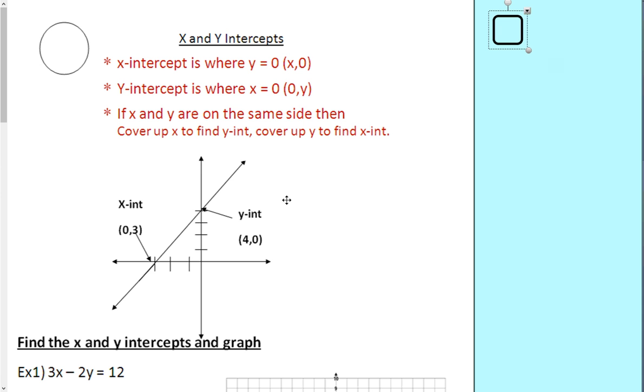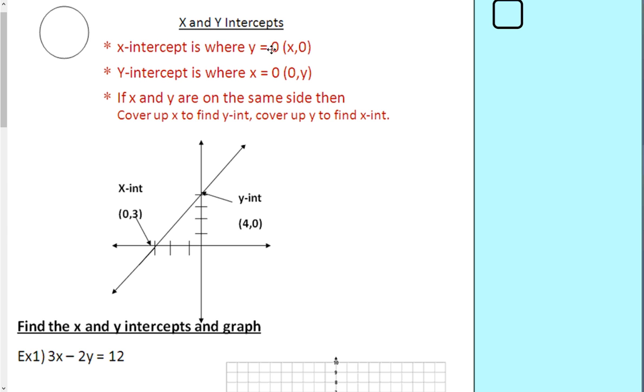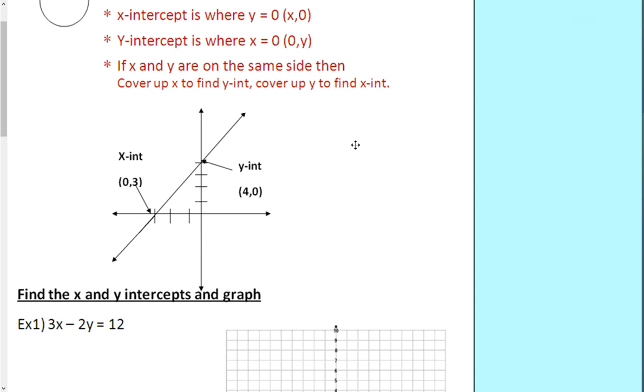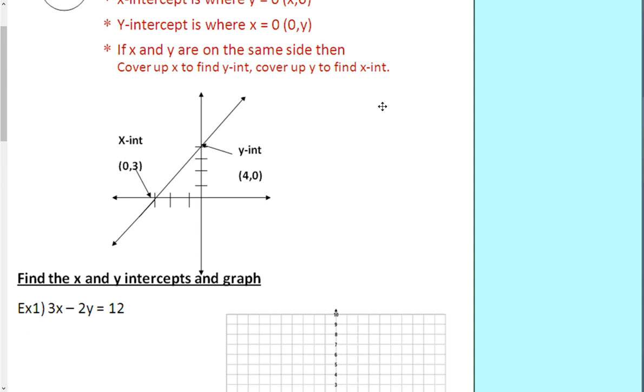All right, so to find the x-intercept, remember y is 0. To find the y-intercept, x is 0. And if the x and y are on the same side, then use the cover-up method to find the x and y-intercept. So let's go to this first one.